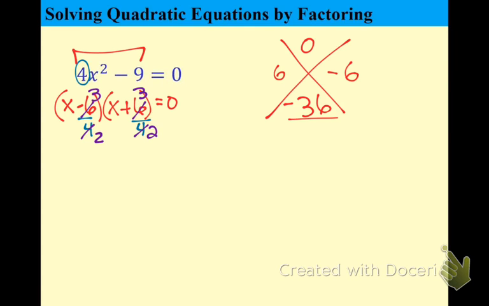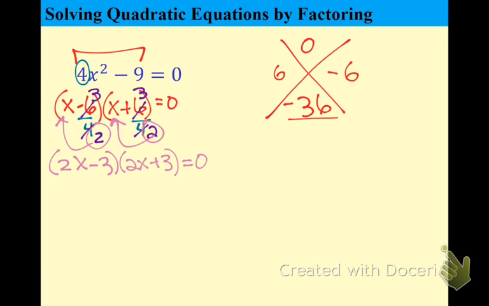Alright, so you do the same exact thing. Since you can't reduce it anymore, we do bottoms up. So we're going to have 2x minus 3. Bottoms up the second, we'll have 2x plus 3 equals 0.